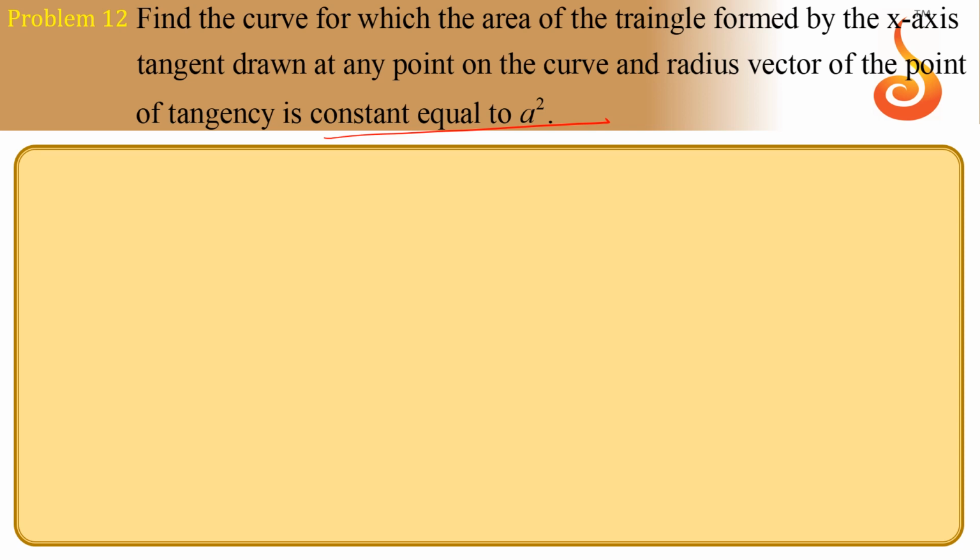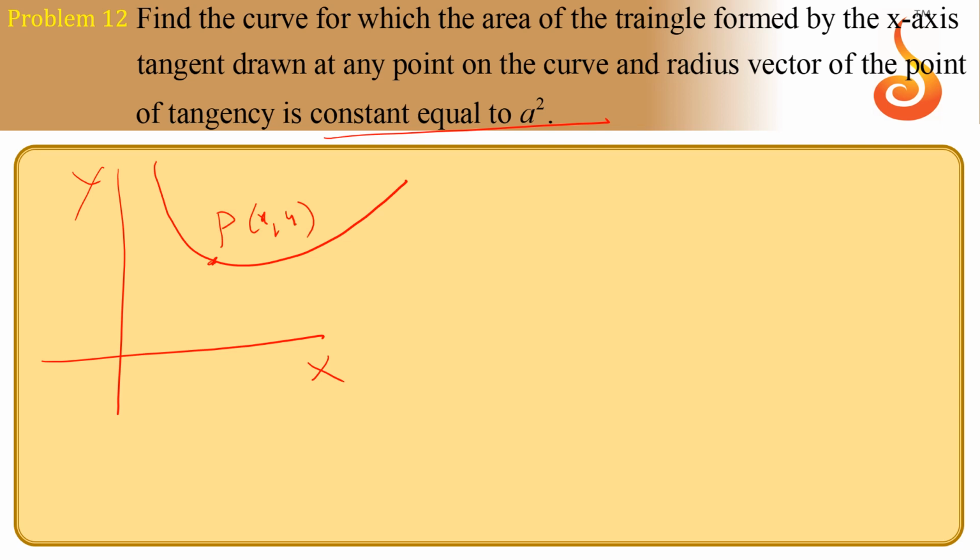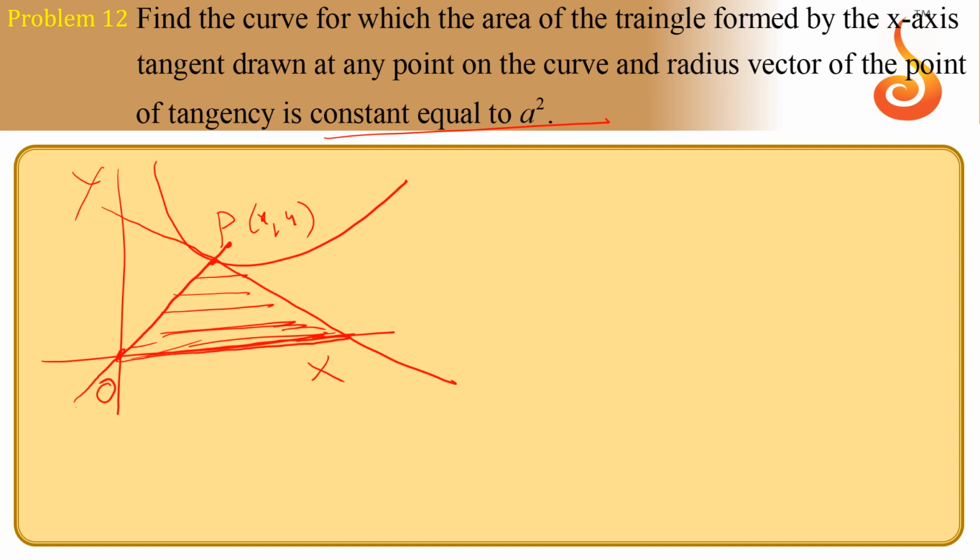Okay, now let us take capital X, capital Y as the axes. Then some arbitrary point P at x comma y. If you draw the tangent, and the radius vector of the point of tangency passing through the origin, I am asking the area of this. So this area I can calculate. This is x and the height will be small y. So the area of the triangle is half mod x into small y equal to a square.